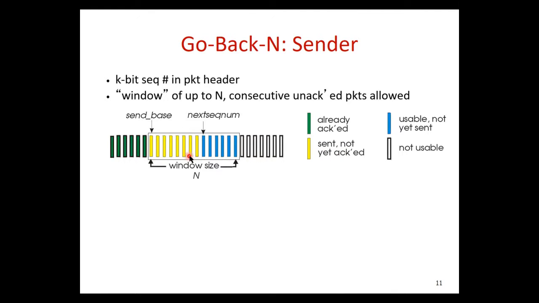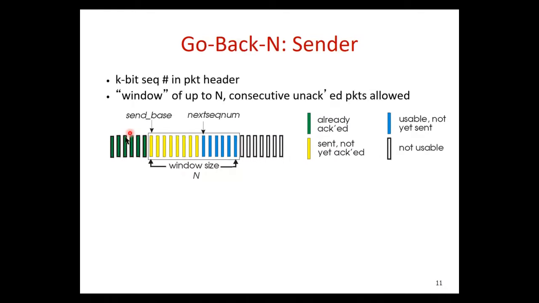We're still waiting for the ACK. And then we have some sequence numbers which have not been used yet to send a packet, and they are shown in blue. So they are usable if needed, but they have not yet been used.